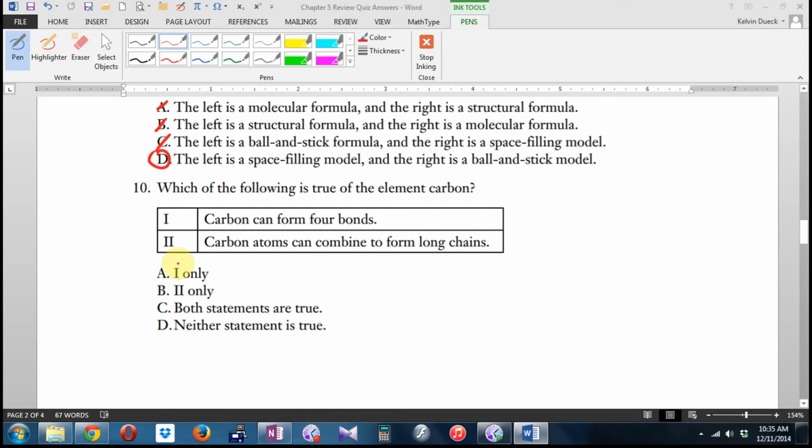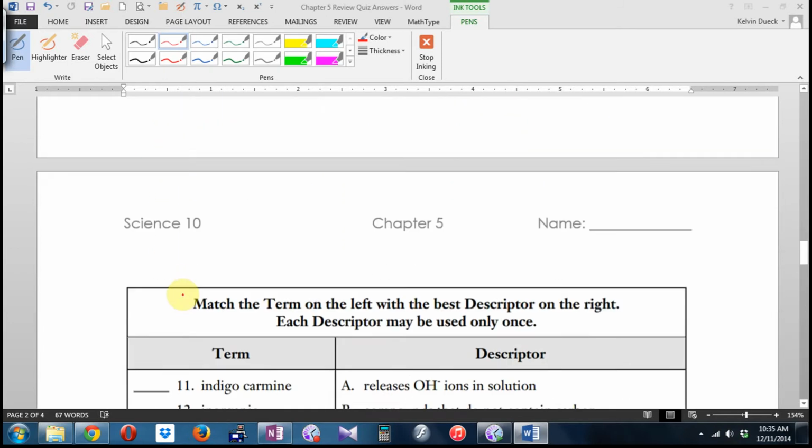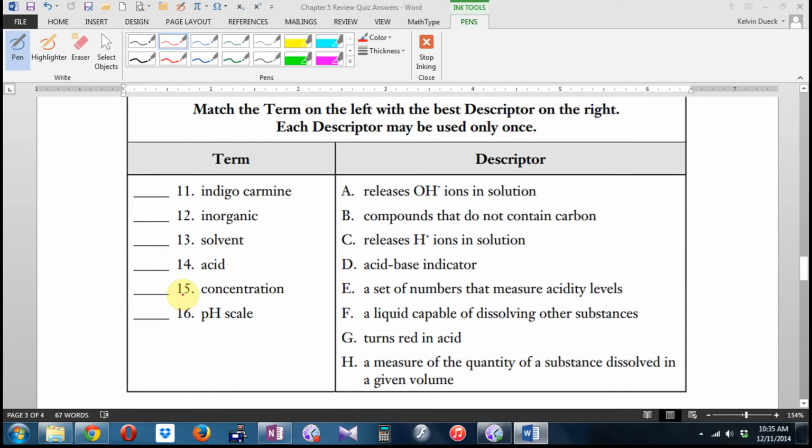Which of the following is true of the element carbon? Carbon can form 4 bonds? Yep. Carbon atoms combine to form long chains. Yep. Yep. C.